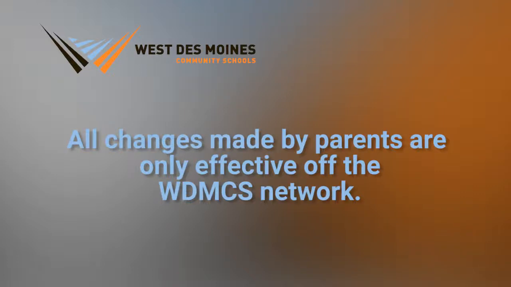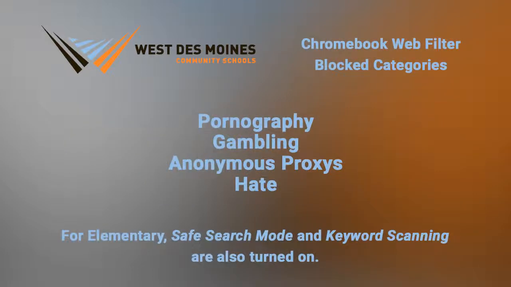Third, there are some categories that are always blocked both at school and home. Those categories are pornography, gambling, anonymous proxies, and hate. In addition, for elementary, safe search mode and keyword scanning are also turned on. So let's jump in and have a look at how you can add more categories to this list for when your student is at home.